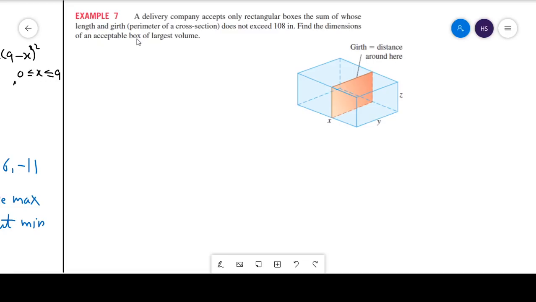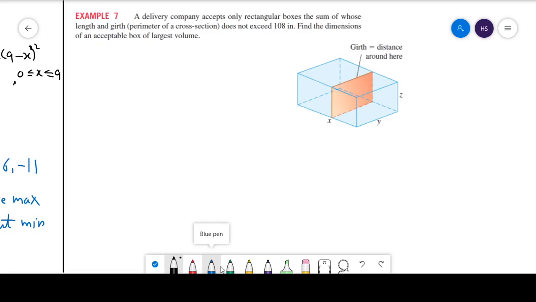So here's a problem. A delivery company accepts only rectangular boxes, the sum of whose length and girth (perimeter of a cross section) does not exceed 108 inches. That means suppose this is a rectangular box we are talking about. If you take a cross section, the perimeter of this typical cross section will be our girth. Find the dimensions of an acceptable box of largest volume. Largest volume means you need to maximize the volume, right?